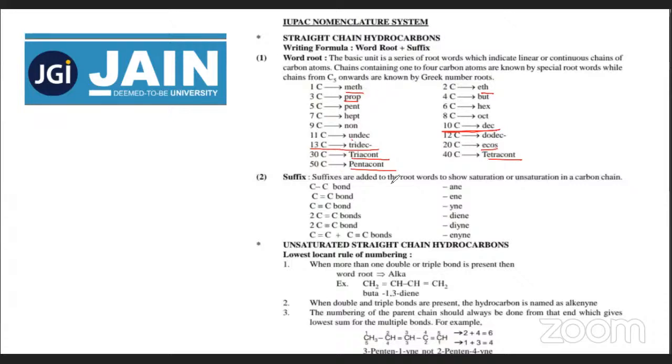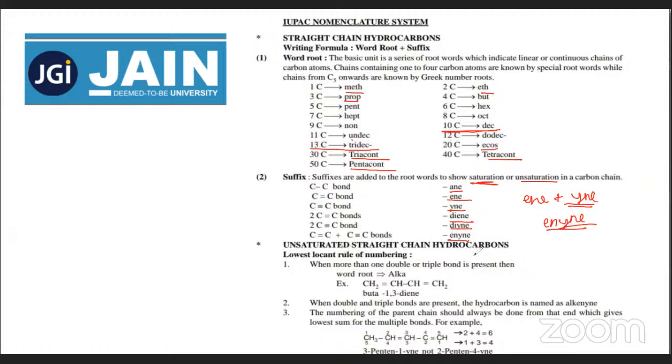For suffixes, we add them to the root words to show saturation or unsaturation. If it is a single bond, it will be saturation; double bond, triple bond, unsaturation. So for a single bond, we write ane. For a double bond, ene. Triple bond, yne. If you have 2 double bonds, it's diene. 2 triple bonds, it is diyne. If you have 1 double bond and 1 triple bond, it is enyne. Because for 1 double bond it is ene, for this it is yne. Even though we give priority to ene, the name ends with yne, so combining this, we drop the middle e and write it as enyne.